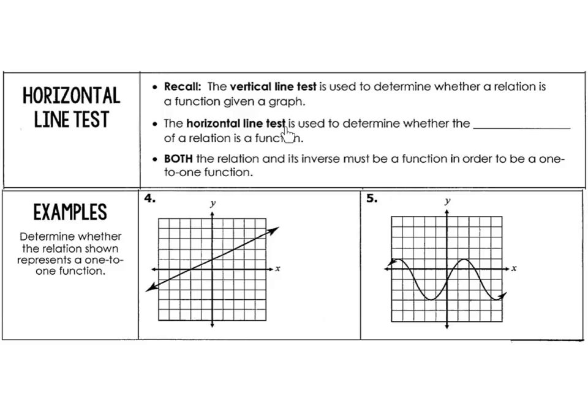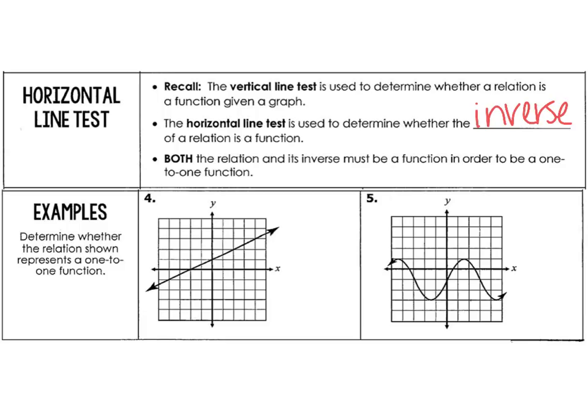So the horizontal line test is used to determine whether the inverse of a relation is a function. We can use the horizontal line test to tell us if the inverse is a function. Both the relation and its inverse must be functions in order for it to be one-to-one. We just learned about that. So here's an example.